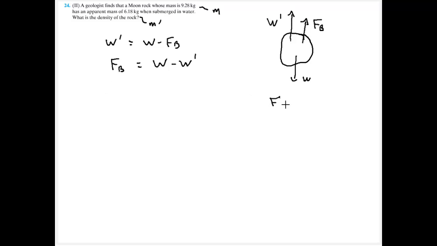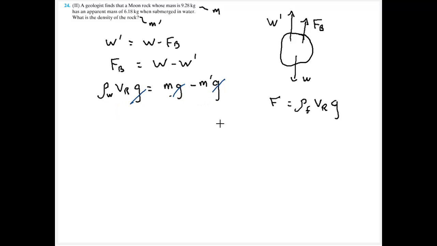I know that the buoyant force is going to be the density of the fluid that it's been submerged into, multiplied by the volume that is displaced. In this case, it's going to be the rock, and gravity. So it's going to be water that he submerges it into, the volume of the rock, and gravity. And I know that mass and gravity are related to the weight, of course. Here I have my apparent mass, and my real mass is right here. Now the nice thing is gravity goes away.